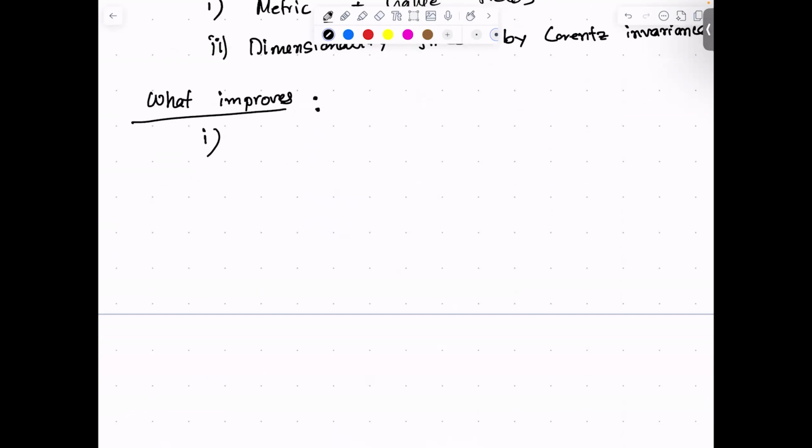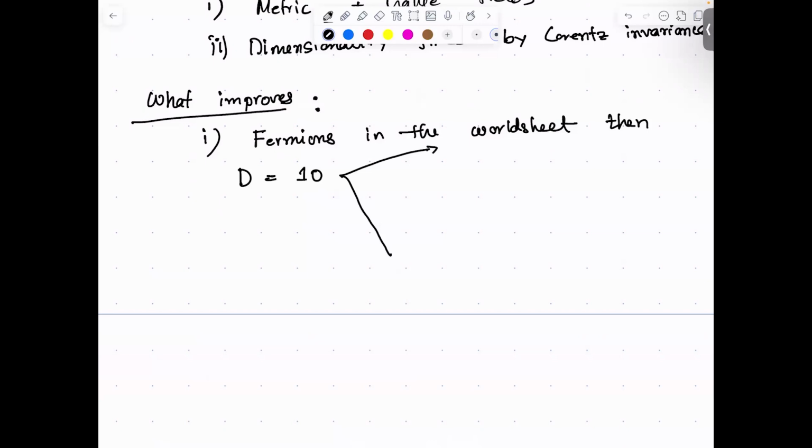Okay, so what improves? What improves is that if you consider fermions in the worldsheet, which is a requirement, then the dimension becomes 10 and something more amazing happens.